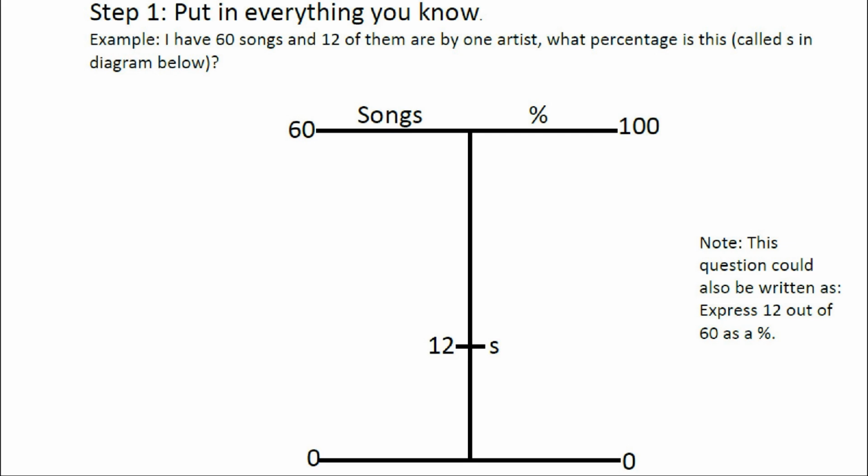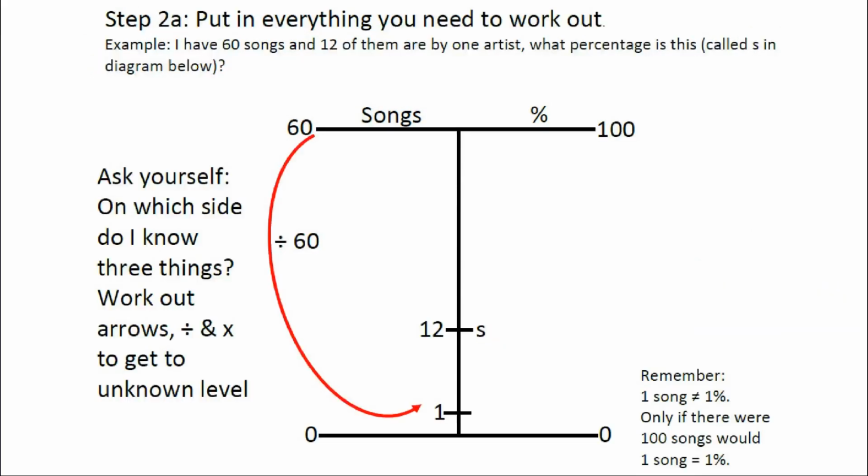What I'm saying is that 12 songs represents some sort of percentage. So I'm trying to structure their proportional reasoning. It's now compared to 100. Where would that 12 be? Then I say, okay, let's see what we can actually work out. I can't work out on the right-hand side what S is until I've worked out what's on the left.